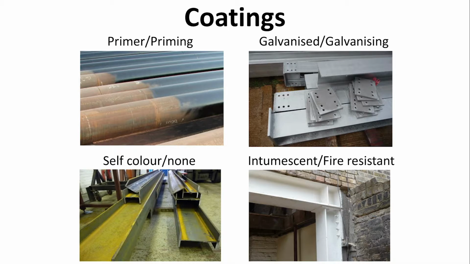The next coating, actually there's no coating, and that's why it's called either self-colour or none, so no coat. And the last one is fire resistant paint, which is called an intumescent paint. Normally it's white, it is quite often water based, and it should be applied on site once the steelwork is erected, because you can easily scratch it, and then obviously it won't be fire resistant anymore.